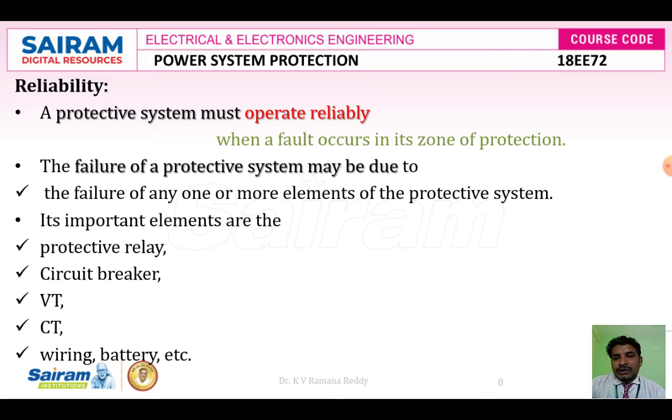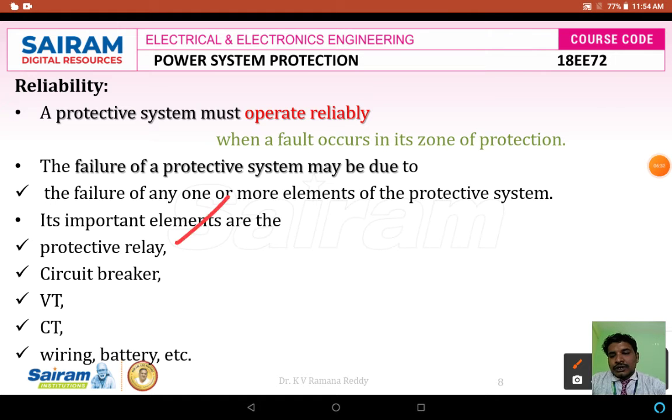because the failure of a protective system may be due to the failure of any one or more elements of the protective system. It may cause damage to its important elements. Generally, the important elements of a protective system are the protective relay, circuit breaker, voltage transformer, current transformer, wiring, battery, etc. These are the important elements of a protective system.